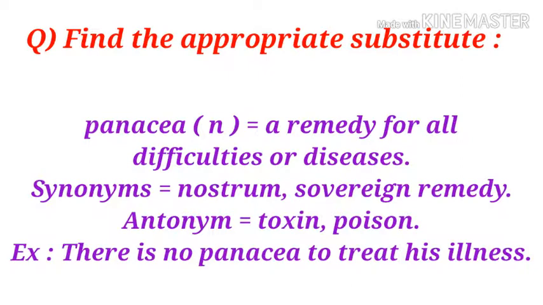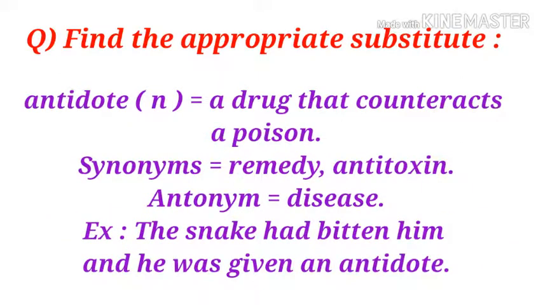Second question is panacea. Panacea means a remedy for all difficulties or diseases. That means it is a kind of medicine which removes all the difficulties from your life or the diseases from your life. I hope there is no such kind of medicine only. And its synonyms are nostrum, sovereign, remedy, etc. Its antonyms are toxin or poison. For example, there is no panacea to treat his illness. That means he has such kind of illness that there is no such medicine which can cure his disease. This is the meaning of the word panacea.